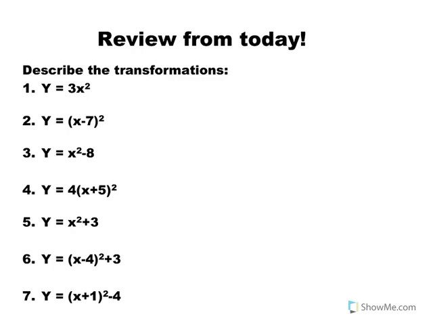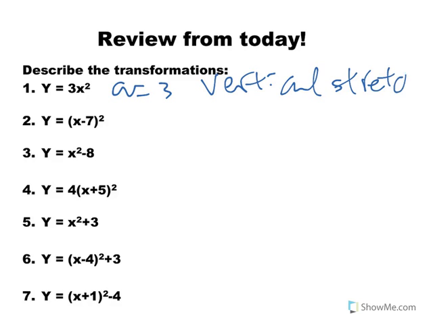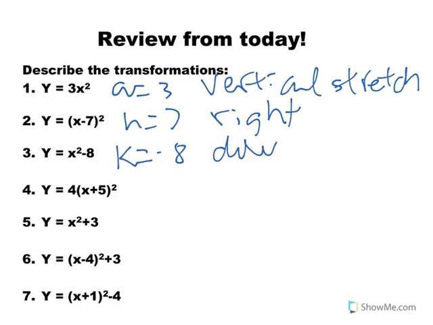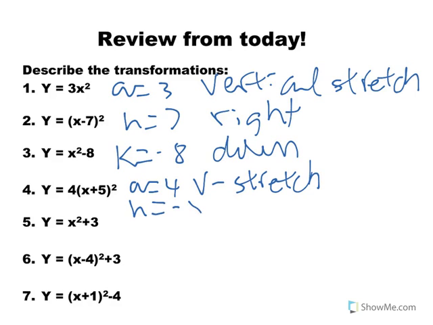Okay, so then here review, right, describe the transformation. So then a is 3, so we have a vertical stretch, and then our h is 7, so the graph shifts to the right, and k equal to negative 8, so the graph shifts down, and a is 4, so then we have a vertical stretch, and h is negative 5, so the graph shifts to the left.